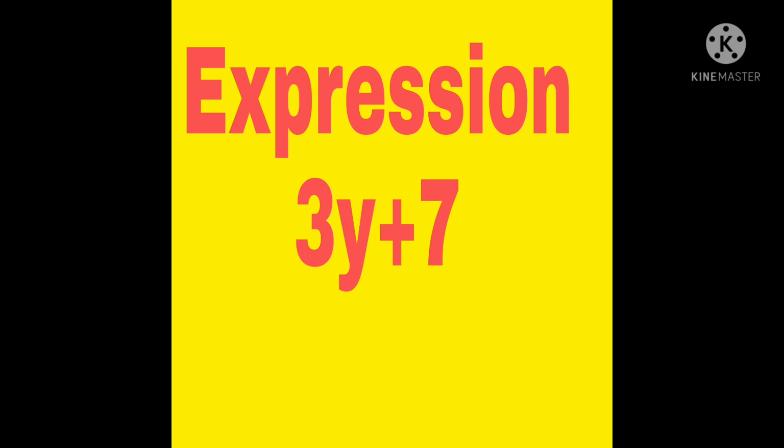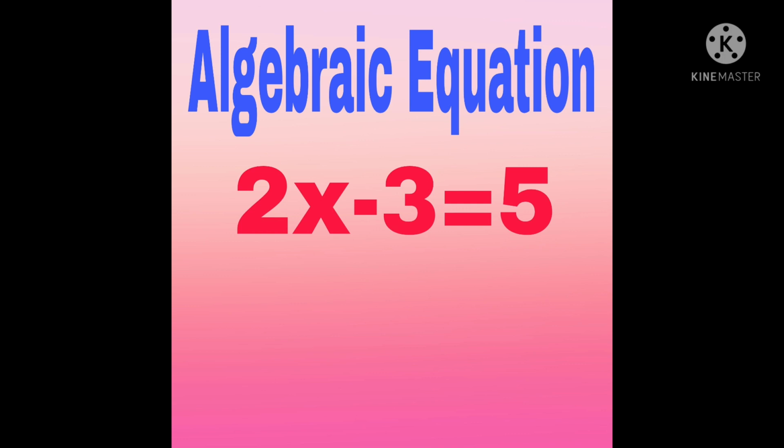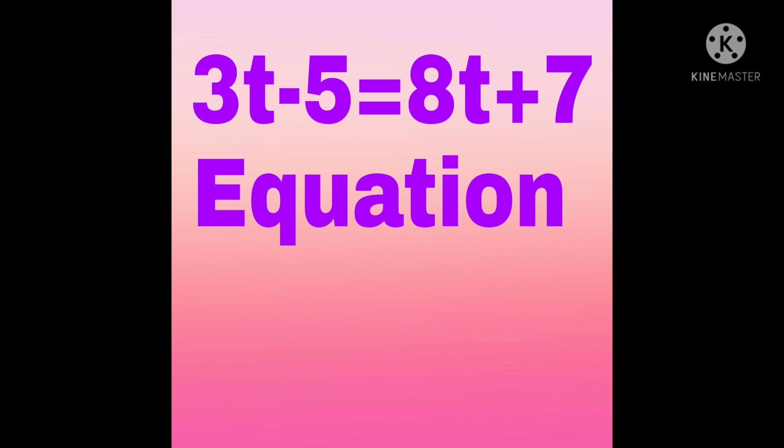What about 5 and 5 plus 3? These are numerical expressions. Next, algebraic equations. In the equation 2x minus 3 is an expression and 5 is a numerical expression. So the equality of two expressions, either algebraic expressions or numerical expressions with variables and constants, is called an algebraic equation. Let us take another example: 3t minus 5 is equal to 8t plus 7. This is an equality of two algebraic expressions involving variables and constants, so this is also an algebraic equation.